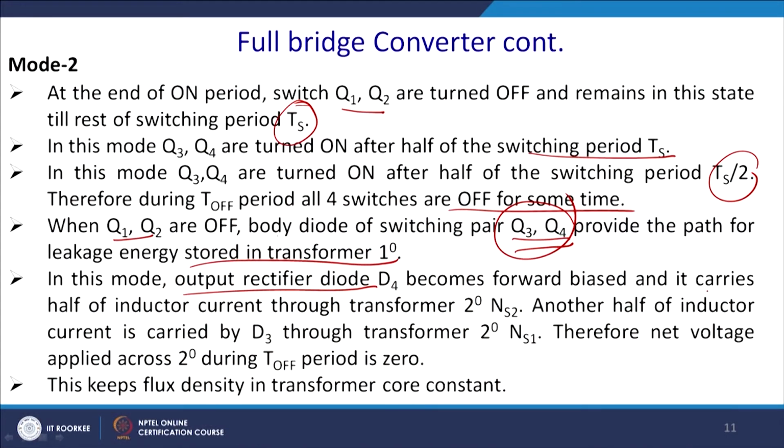In this mode, the output rectifier D4 becomes forward biased and carries half of the inductor current through the transformer secondary winding. The other half of the inductor current is carried by the diode D3 through the transformer secondary winding NS1. Therefore, the net voltage applied across the secondary during T off is 0, and this keeps the flux density of the transformer constant. This is the way the full bridge converter works.